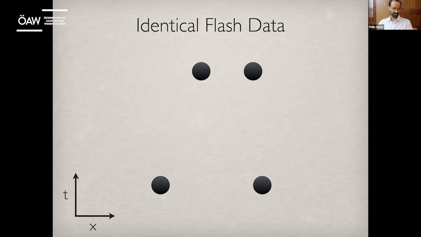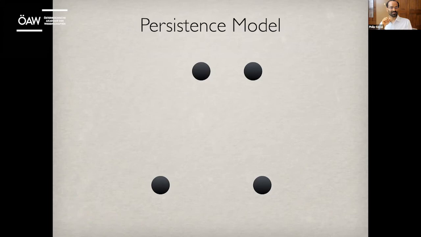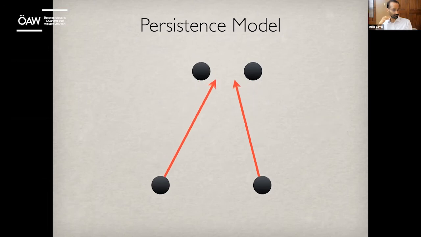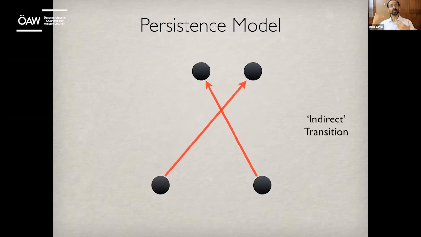And now we have to say, well, how do we theoretically model this flash data? There are really, if you think about it, two distinct models that you can create. The first is to say that the underpinning of each flash is a persistent individual object. In that case, we can say that either this must have happened, so the transition that occurred must have been this one, the direct transition, let's say, or this one. These are the two stories that we can tell based on this model. And the crucial assumption is that persistence of individuals underlies these flashes.